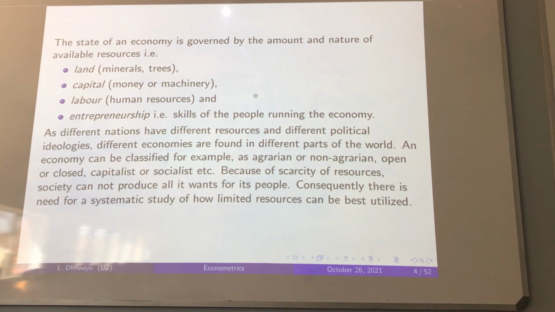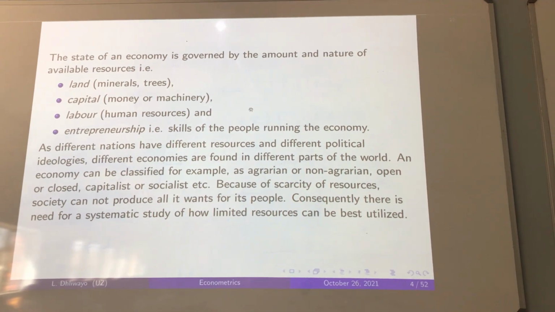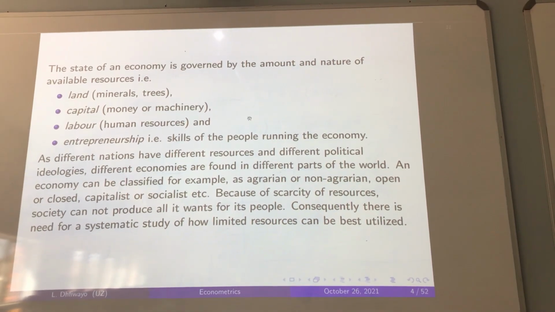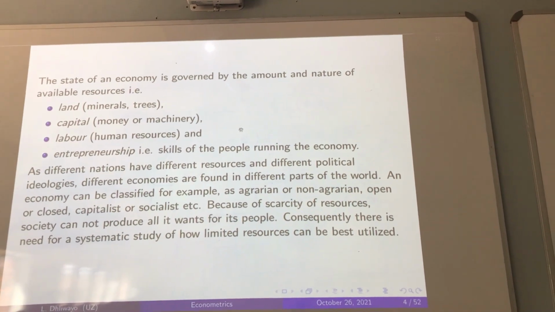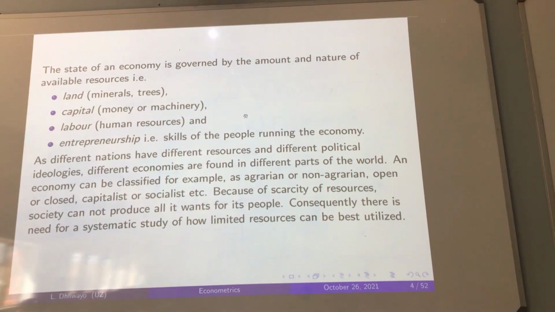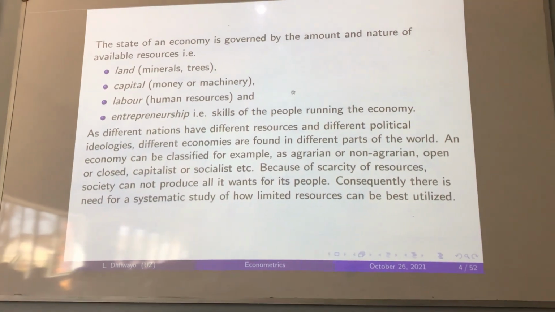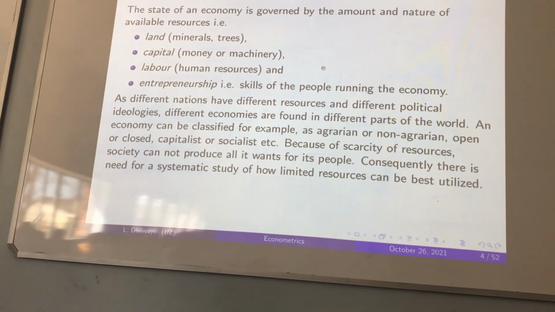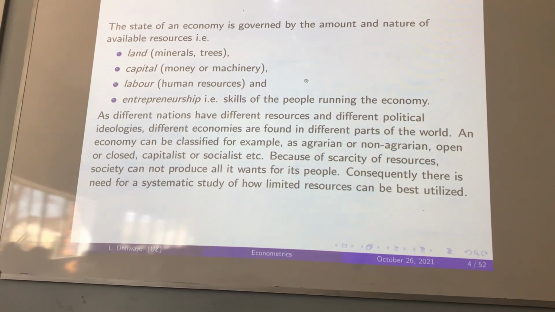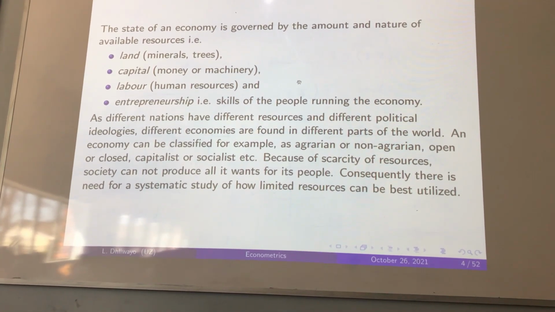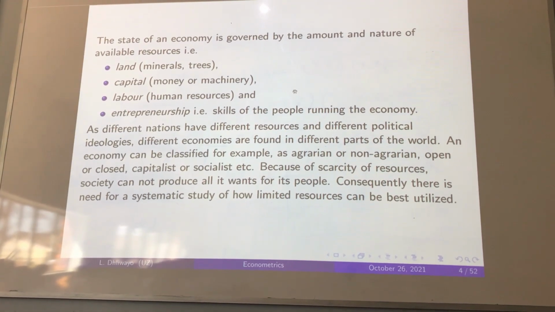Okay. If I may ask some people, you live here in Zimbabwe, given all these things, what do you think is the problem here? Why is our economy like this? It's just a discussion, and this person is entitled to his or her opinion. What do you think? Let's start with land, that is the minerals, trees, and so forth. Do we have them? Yes. Okay. Capital.